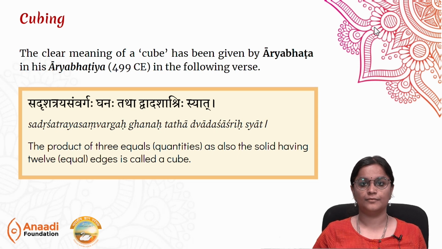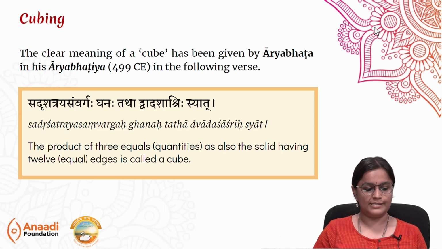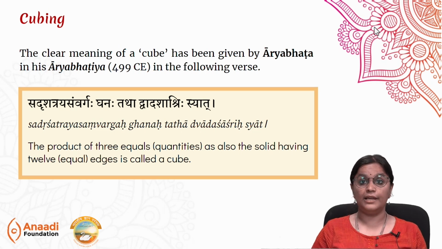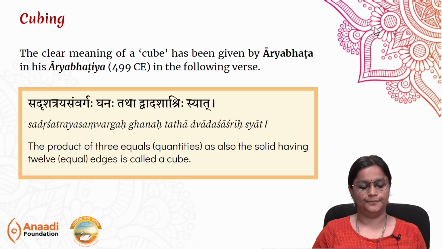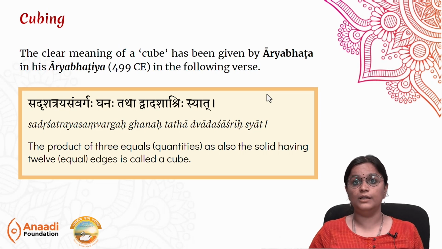In this verse, Aryabhata tells us that the product of 3 equal quantities, Sadrisha meaning equal, Traya meaning 3 and Samvargaha meaning the product. So, the product of 3 equal quantities as well as a solid having 12 equal edges is called a cube. The second part of the verse includes Dwadasha meaning 12 and Ashrihi meaning edges, therefore saying that a cube is also a solid which has 12 equal edges.